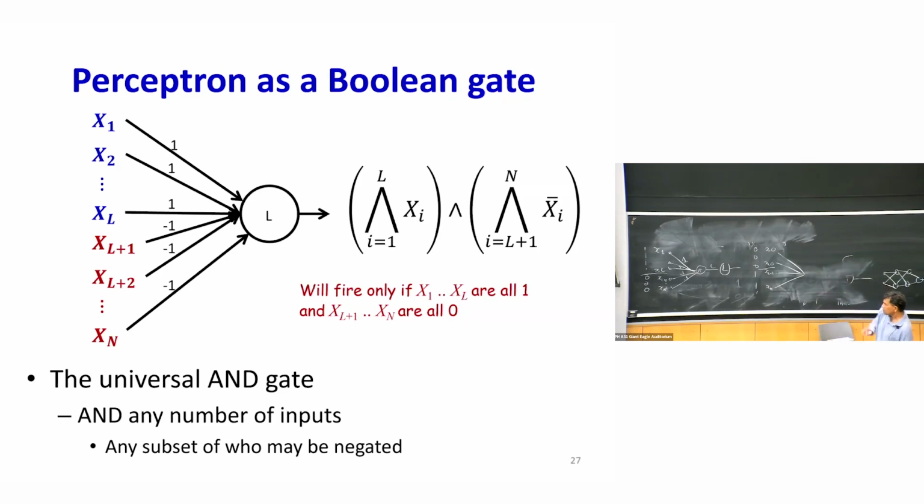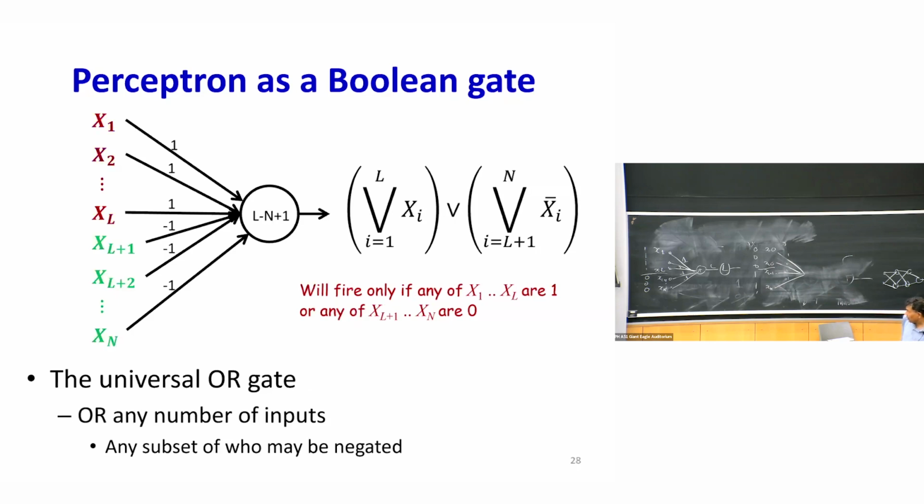And I'm still going to use the same kind of weights. These are all 1s and these are all -1s. What is the total sum over here? Actually, it's going to be L minus n. So under the condition where it doesn't fire, the sum is L minus n. If I flip any one of these guys, what happens to the sum?